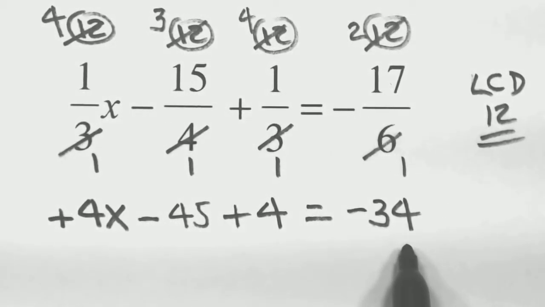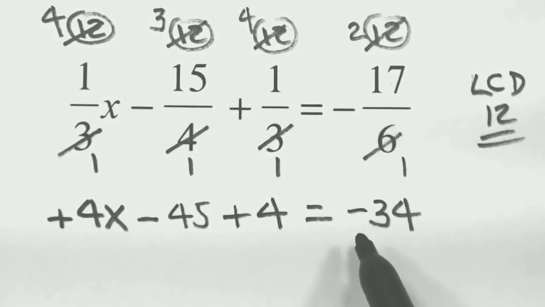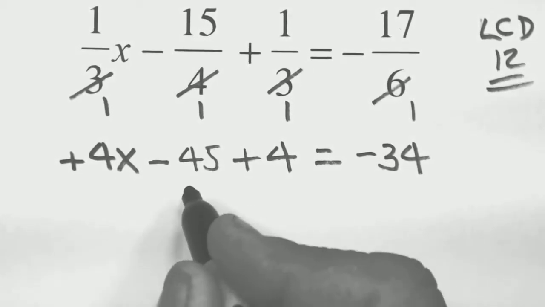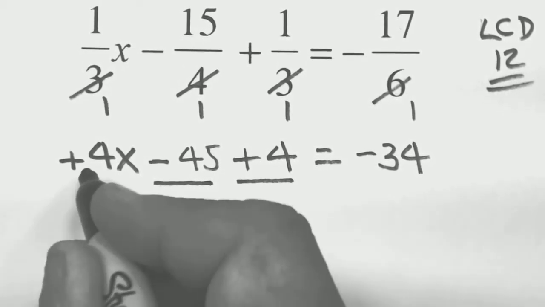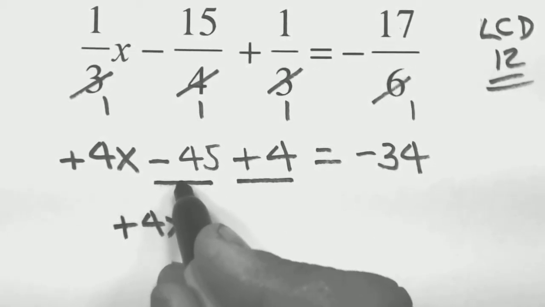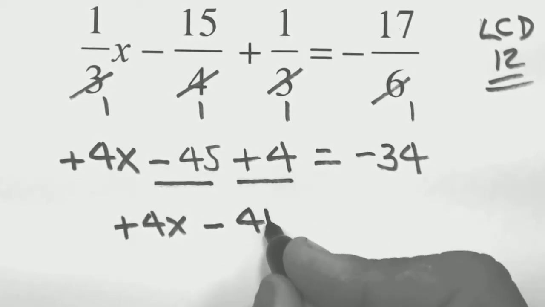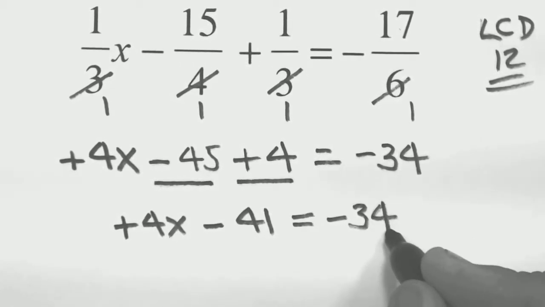Okay, this is what is known as an equivalent equation. It has the same answer as this guy with all the fractions, but now it's much easier to solve. But before we go on here, we do have to combine some like terms. Remember, anytime you have like terms on the side, you must combine those before you start your solving. So I've got the 4x out in front. I'll leave the plus in front of it. But negative 45 plus 4, negative wins by 41. So this will be negative 41 equals over here negative 34.